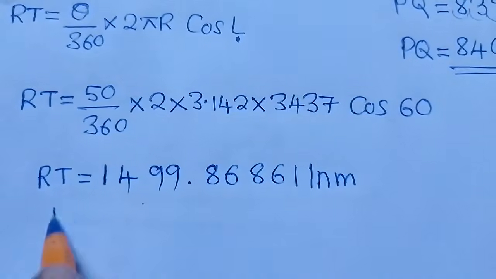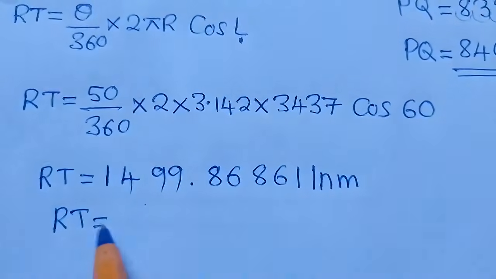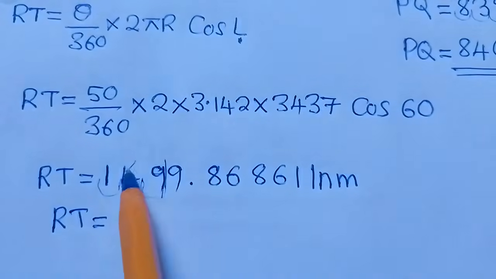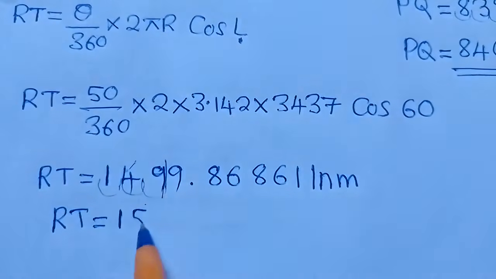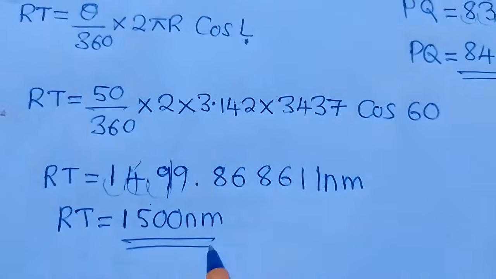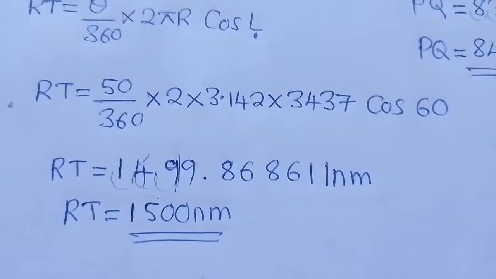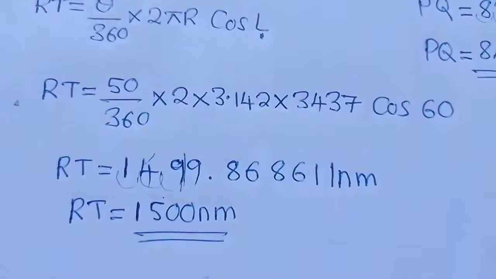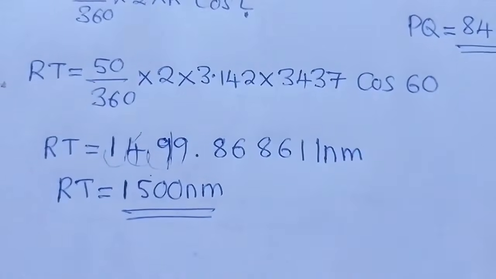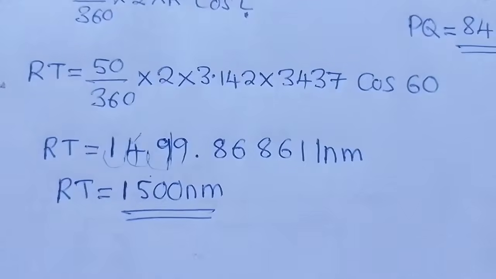So then you put your answers to 3 significant figures. 1, 2, 3. This one becomes a 0, gives a 1 there. This one also becomes a 0, puts a 1 there. So that is 1, 5, 0, 0, not commas. These are the answers that we are supposed to get. So you've answered the earth geometry. That's how you need to answer it.